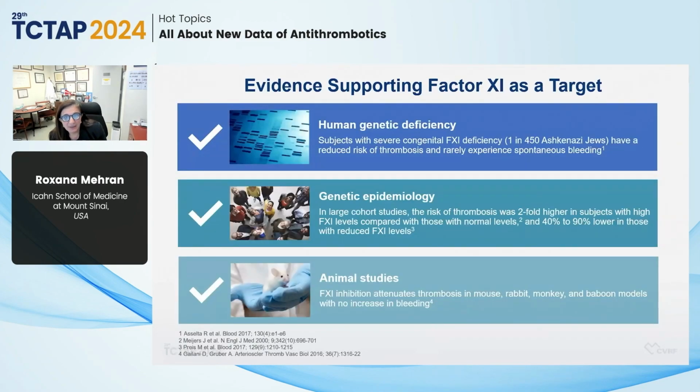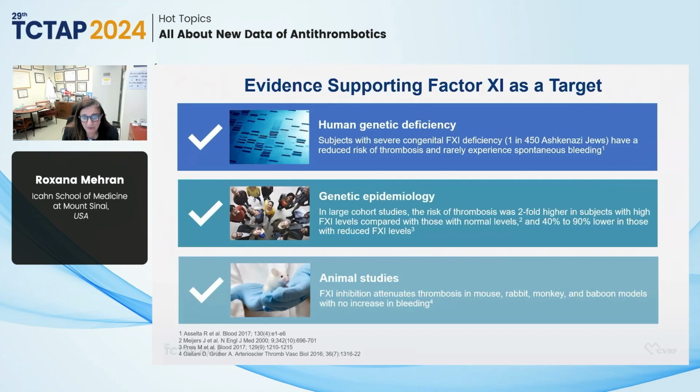What evidence do we have that factor 11 could be a target? Well, in human deficiencies of factor 11, these subjects have reduced risk of thrombosis and rarely experience spontaneous bleeding. And the genetic epidemiology studies and large cohort studies have shown us that the risk of thrombosis is twofold higher in subjects with high factor 11 levels compared with those with normal levels, and 40 to 90% lower in those with reduced factor 11 levels.